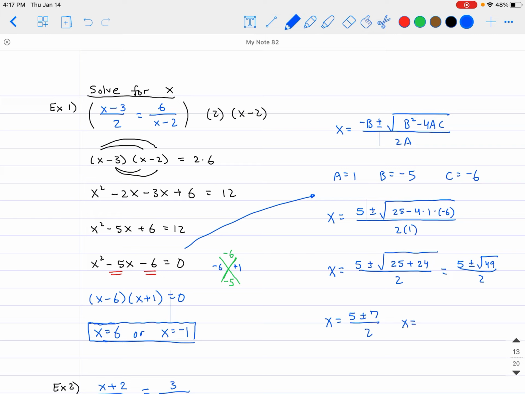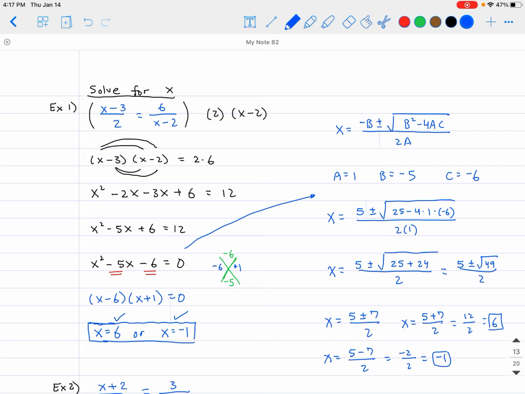So in one case, the positive answer, 5 plus 7 divided by 2, which is equal to 12 divided by 2, which is equal to 6. And that's definitely one of the answers that's over here. In the other case, it's 5 minus 7 divided by 2, which is equal to -2 divided by 2, which is equal to -1. And you can see that answer as well over here. So either way should be okay.